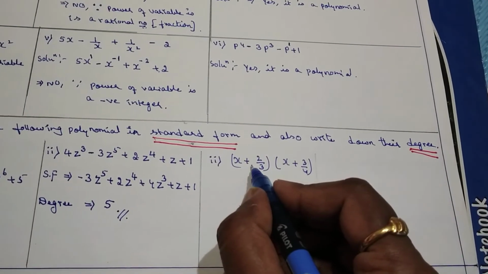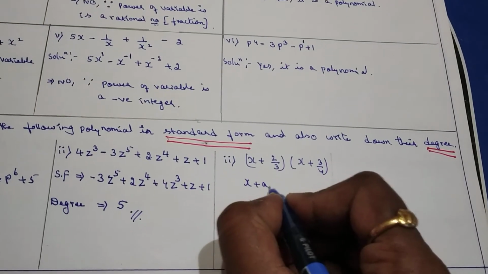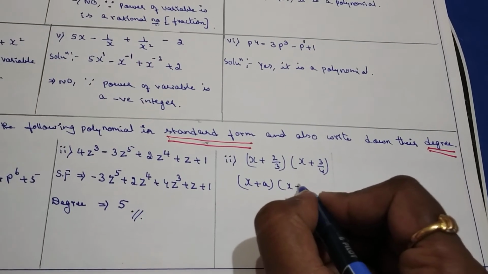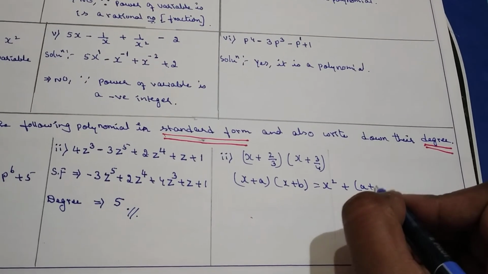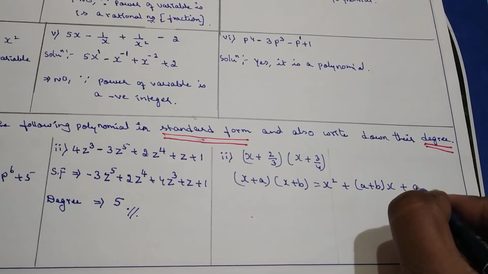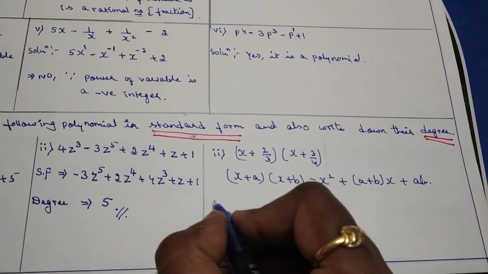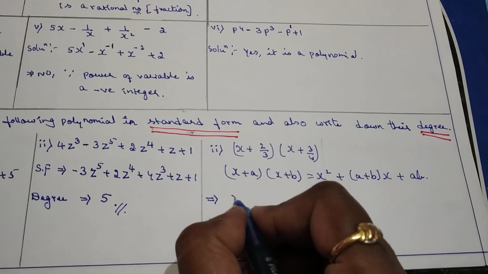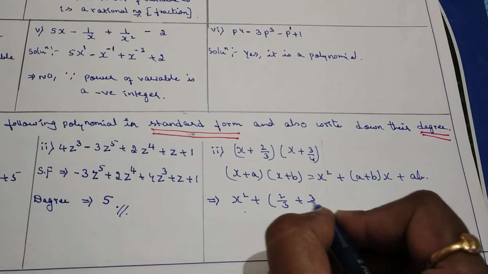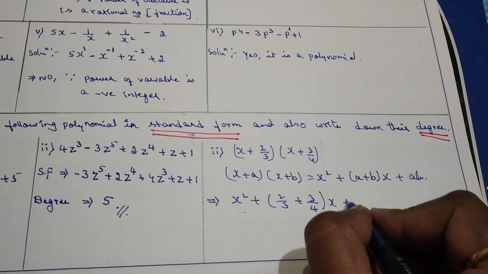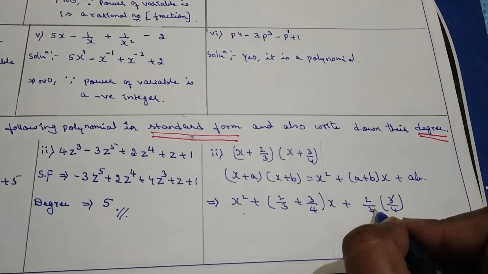So moving to the next question. (x + 2/3)(x + 3/4). This is in the form of (x + a)(x + b) = x square + (a + b)x + ab, the identity which we learnt in the last class. So here expansion of this binomial makes x square + (2/3 + 3/4)x + (2/3)(3/4). So this 3 gets cancelled.